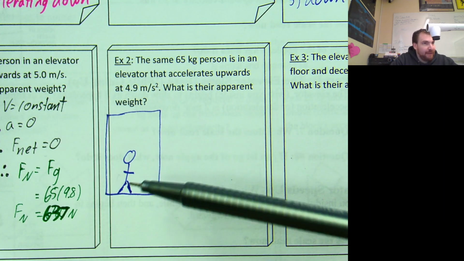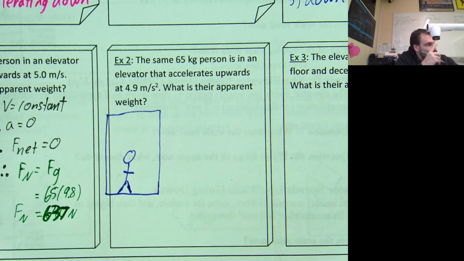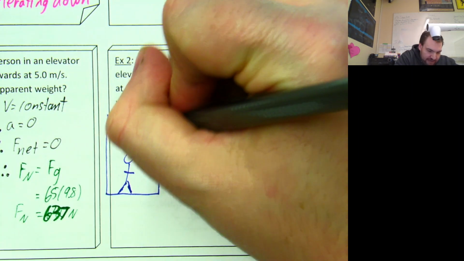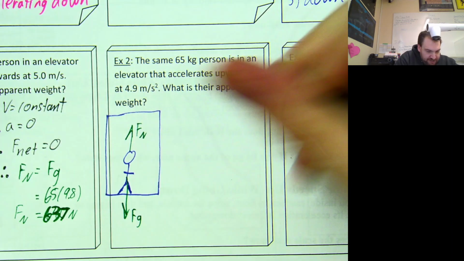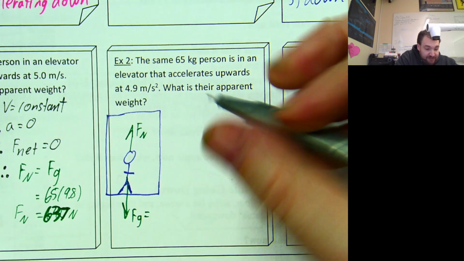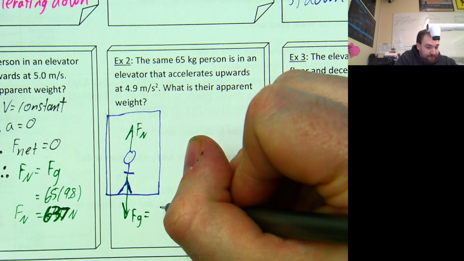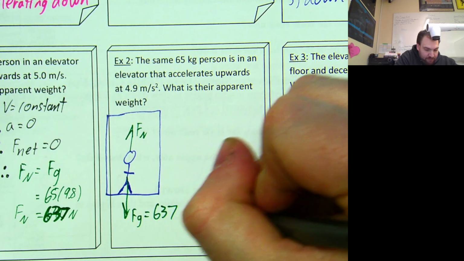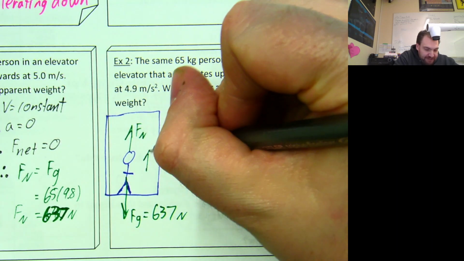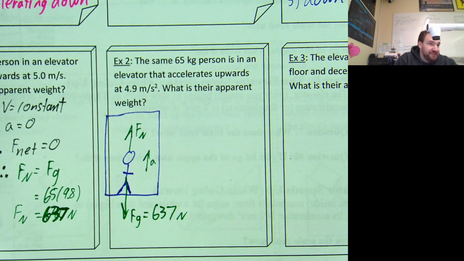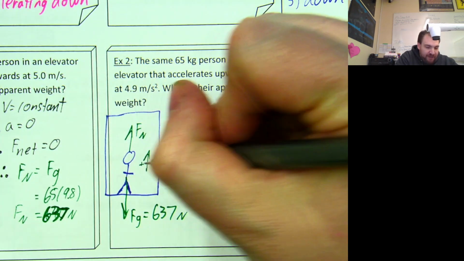What forces are acting on that person? Fg and Fn. Good. So I got an Fn up. I've got an Fg down. Fg is 65 times 9.8. That's going to be 637. We know that this person is experiencing an upwards acceleration, and for the sake of this problem, I'm going to call that direction positive.